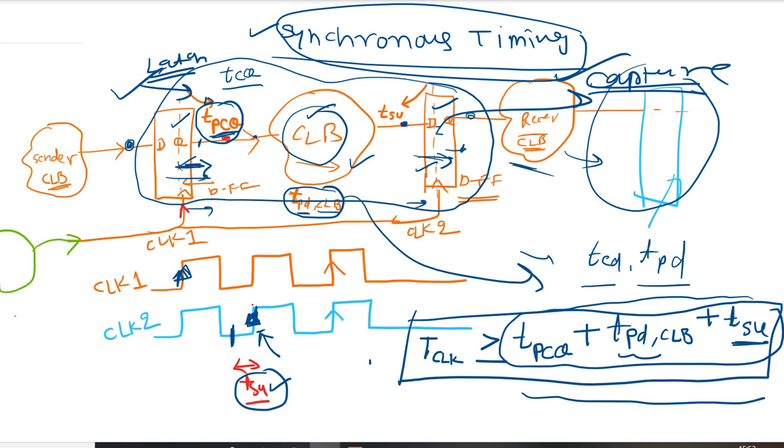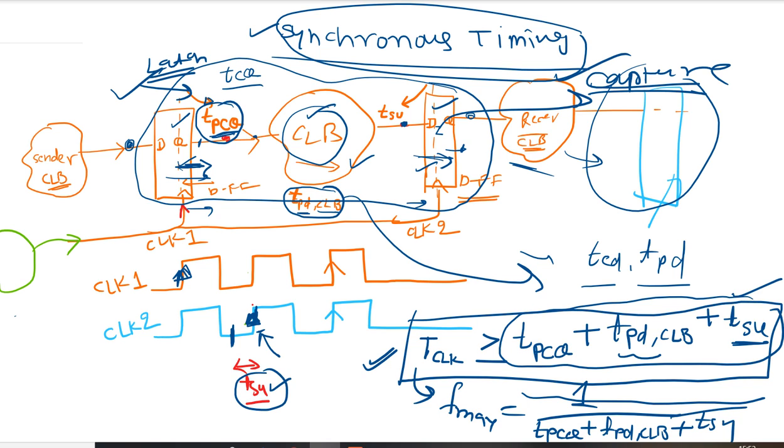So we got the expression for the minimum time period. From this expression you can get the maximum frequency. The minimum time period is this, so F max will be 1 upon this time period: TPCQ plus TPD CLB plus T setup time. So this is the maximum frequency, or generally I can say F is less than or equal to this. This is the maximum frequency expression.